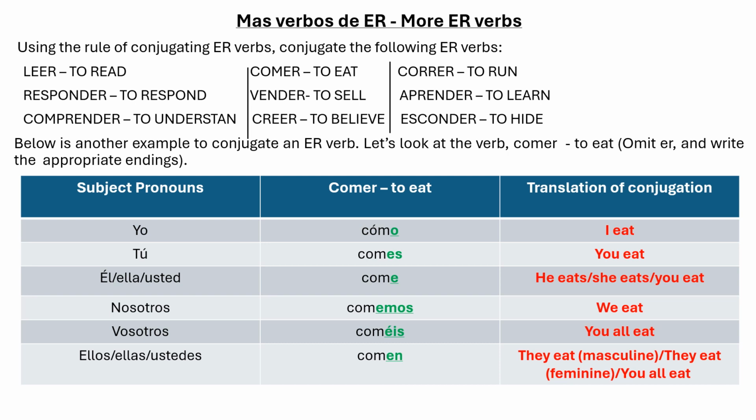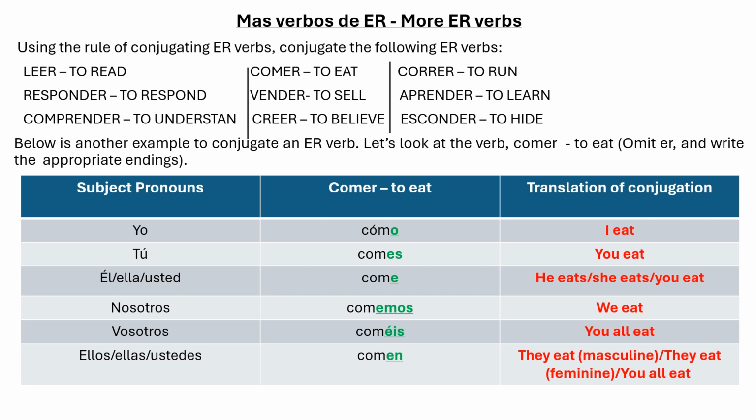Now, before you conjugate all these verbs in your notebook, if you have some confusion, we can look at this chart which shows the conjugation of the verb comer, which is an ER verb and which means to eat. So again, I have written the endings of this whole conjugation in green, and I have underlined it. And in the third column, I have put the translation of the whole conjugation in red.